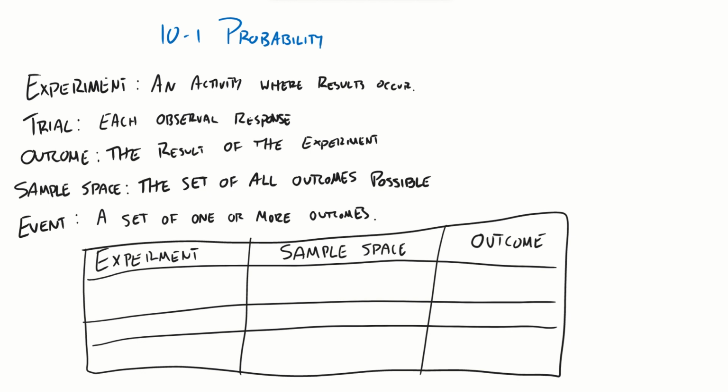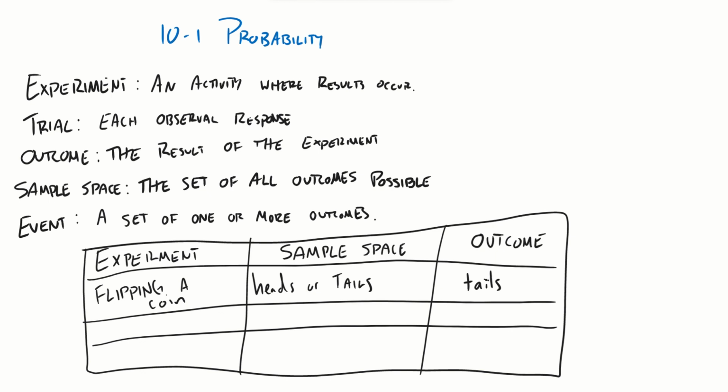Okay, so an experiment might be flipping a coin. And the sample space, the things that can happen. What can happen when we flip a coin? Well, we either get heads or tails. And let's say that the outcome we want is we want tails. We're looking for tails to occur. That's the outcome that we want to have happen. If I were to flip a coin, I want tails.